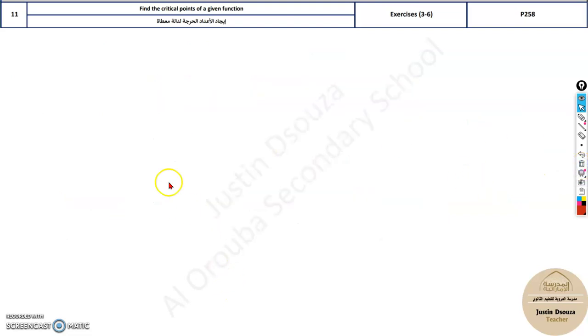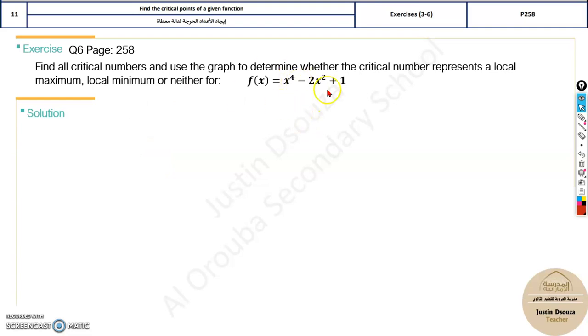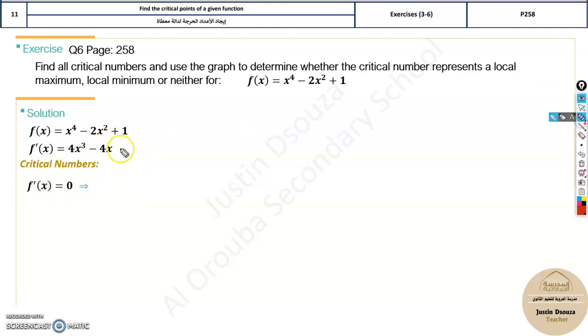But anyways, I'll solve one of the problems over here. Now we have x to the power 4 minus 2x squared plus 1. All you need to do is derive it. When you derive, you will get 4x cubed minus 4x. Now you can find the critical number by just equating this to 0. You can do this in a calculator or directly algebraically.